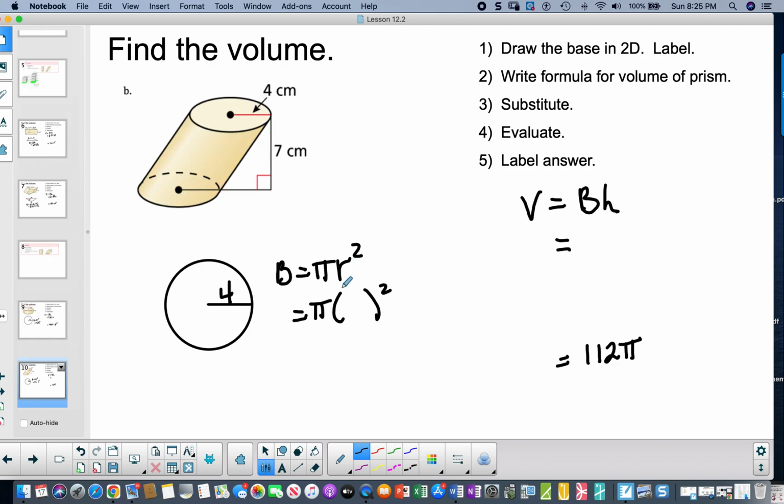In this problem, again, the base is a circle, so we're going to write 4 here. So this will be pi times 16, and again, the height of the cylinder is 7. And when we multiply it, we'll get 112 pi, and this is cubic centimeters.